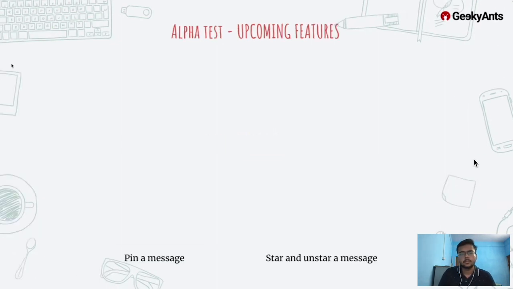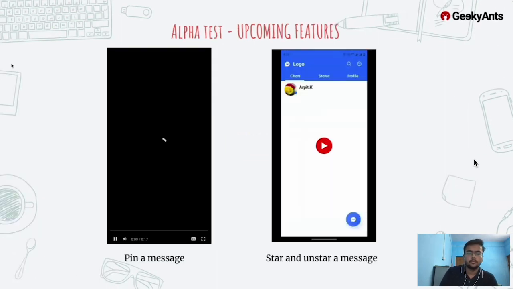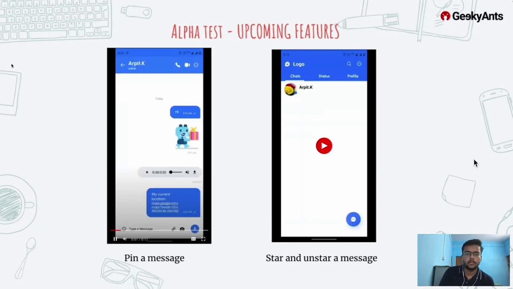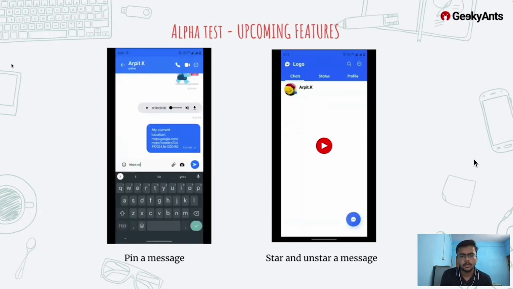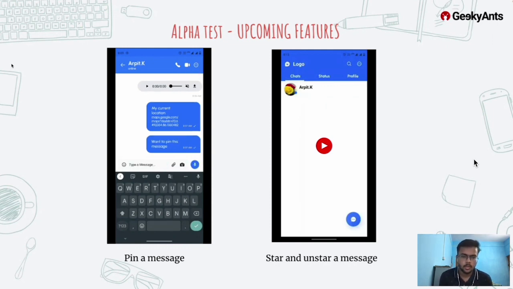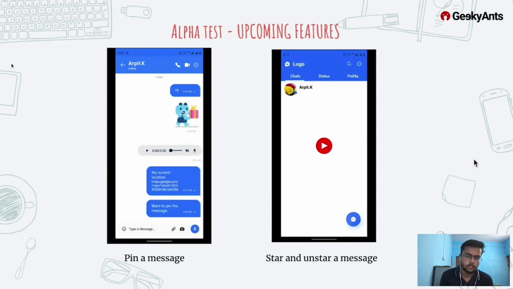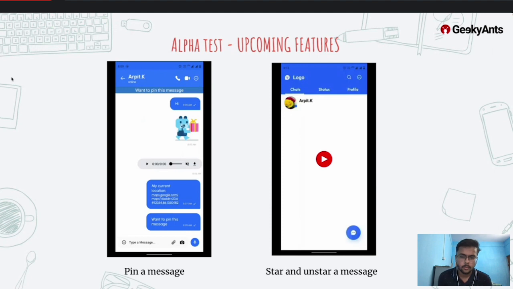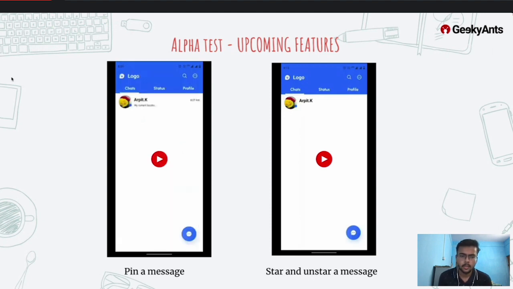Next is the upcoming features. These two features we are currently working on: one is the pin message, and another one is star and unstar message. We are facing some issues with these. In the pin message, when we pin a message, the message does get pinned, but if we want to retrieve an old pinned message, we are not able to. So we are figuring out how to make it work.